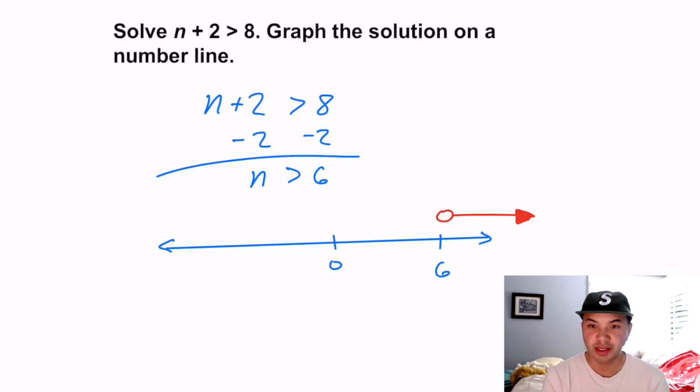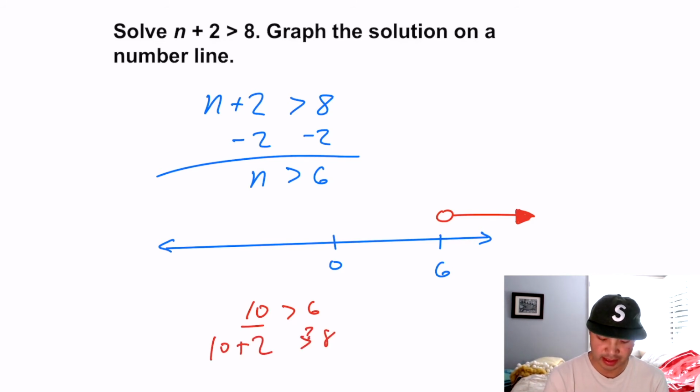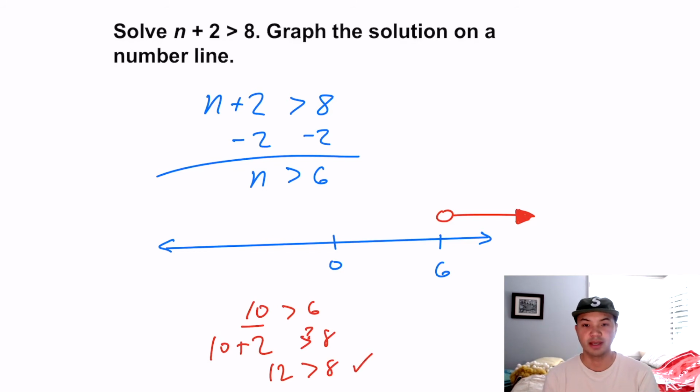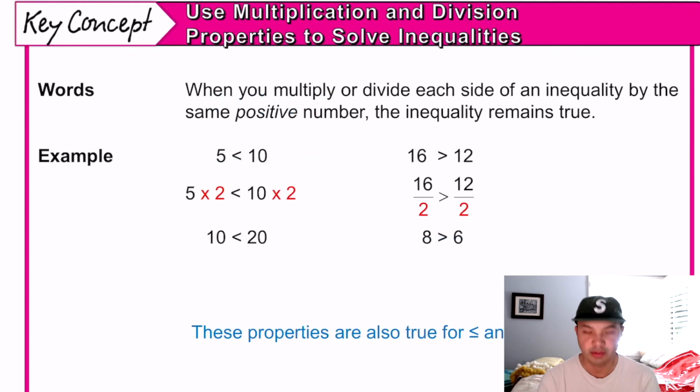You can always check your answer by picking a number that would fit here. So like, let's say 10 is greater than 6, right? So if I put in 10, 10 plus 2, is that greater than 8? 12 is greater than 8. So yeah, you did it correctly. At least your inequality is correct. Okay, moving on to the multiplication and division properties of inequality.